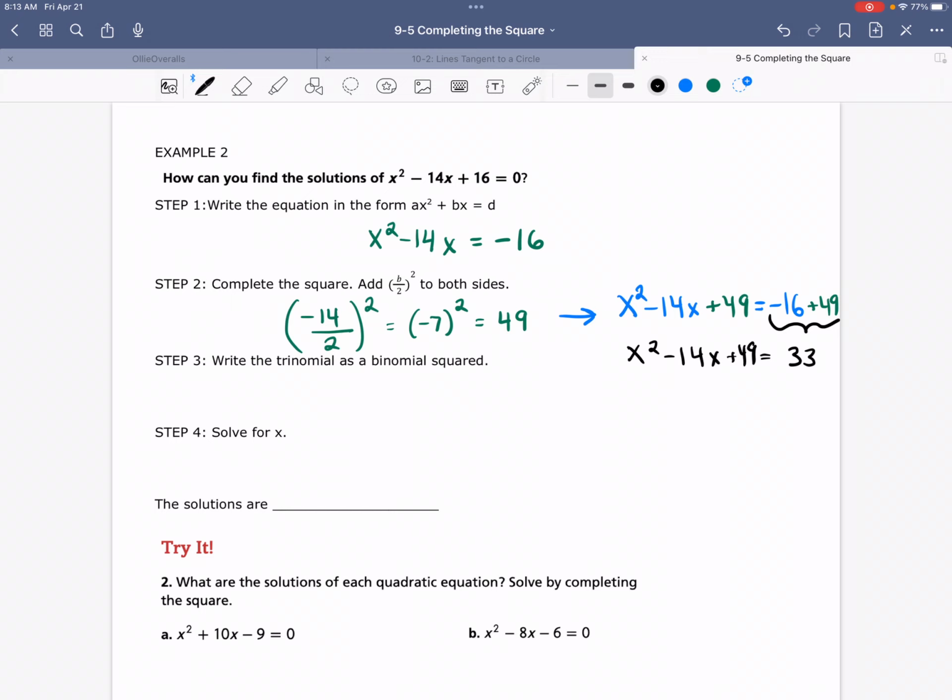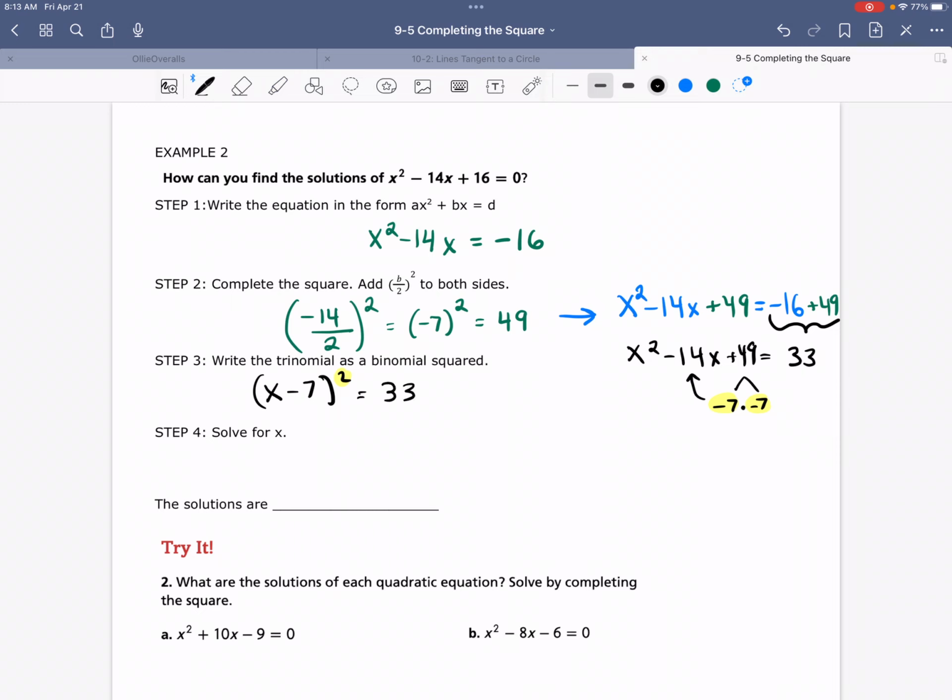Now I can write it as a binomial squared because 49 can split into 7 and 7. If we make them both negative, then that will give us, when we add them, negative 14. So we're going to write it as x minus 7 squared, because it's twice, right? Because we had 2 negative 7s. So that's why we're going to square it. And it's going to equal the 33.